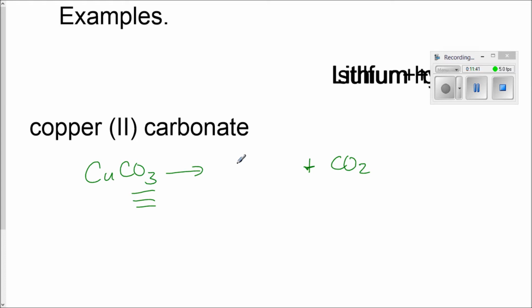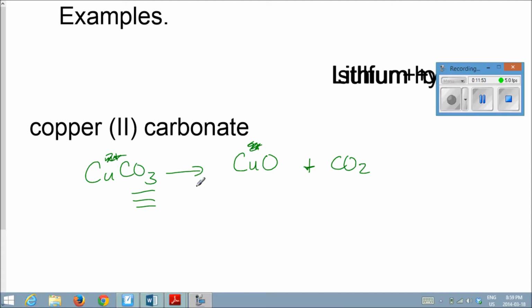And what else were we supposed to remember? An oxide. So it will be CuO. Now copper has a 2 charge there, so it will continue to have a 2 charge, and that's exactly what it looks like. Let's look quickly. Is this balanced? Yep, if we do a quick scan, it is balanced.